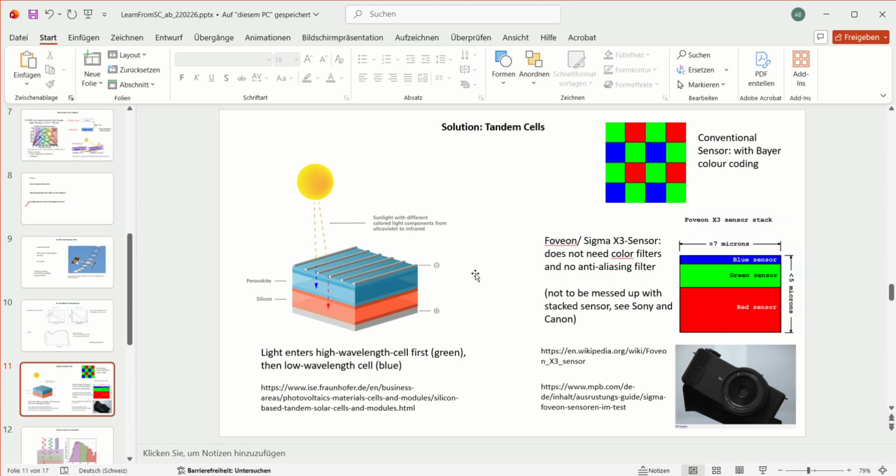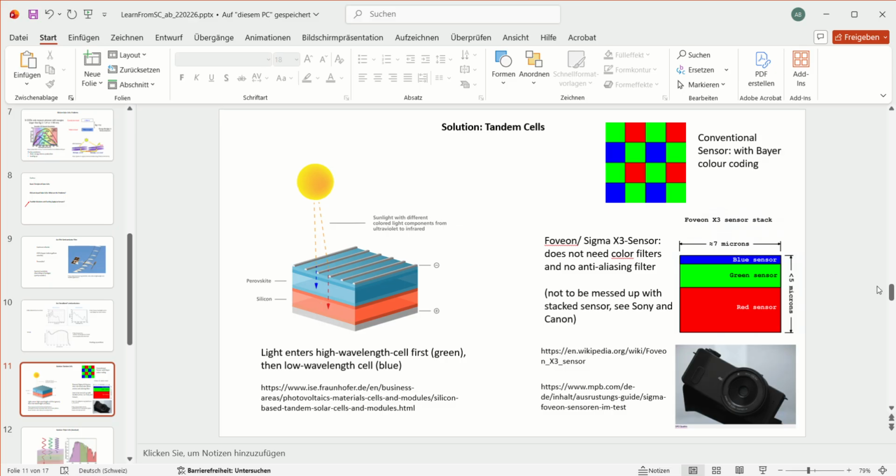So the solution that the solar industry found was just use two solar cells on top of each other, and they can be specialized on different photon energies, or to say it differently, on different wavelengths of the light. For example, here you have a silicium cell and a perovskite cell, and normally the bluer one, the one for the higher energy photons, is on top, and the one for the lower energy photons is in the bottom.